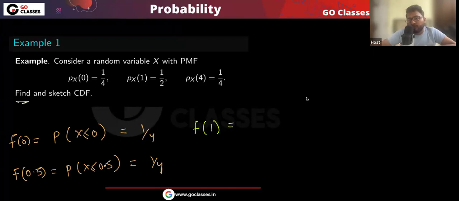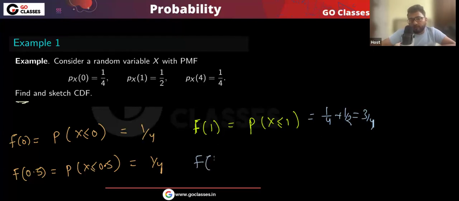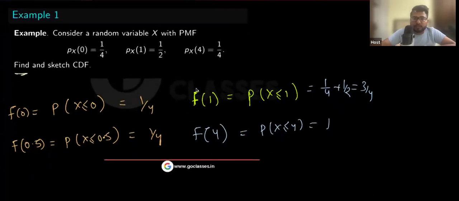But the moment you reach 1, then what will it be? It is including both. So 1 by 4 plus 1 by 2, right? Which is 2 by 4 plus 1 by 4, which means it is 3 by 4. And now, if you want to find out F of, let's suppose, 4, then it will be probability of x less than or equal to 4, which is 1. Okay. So can you sketch it? Let's just try sketching it also.